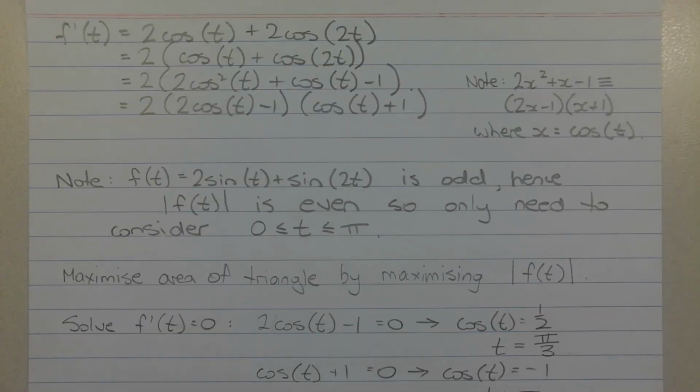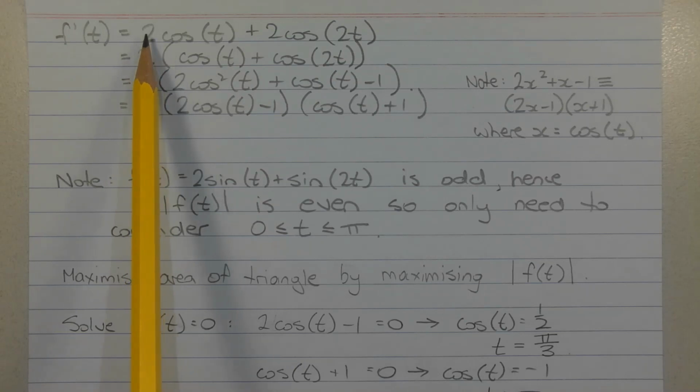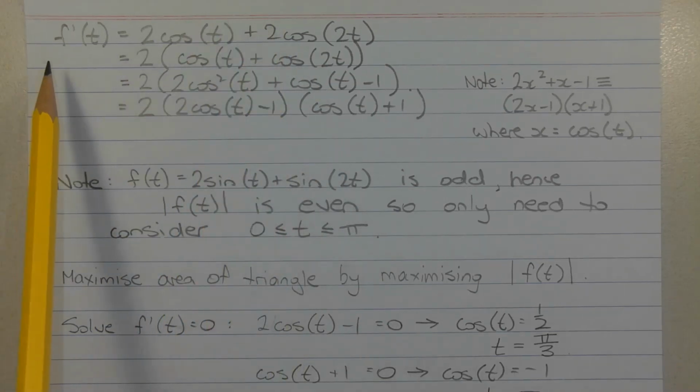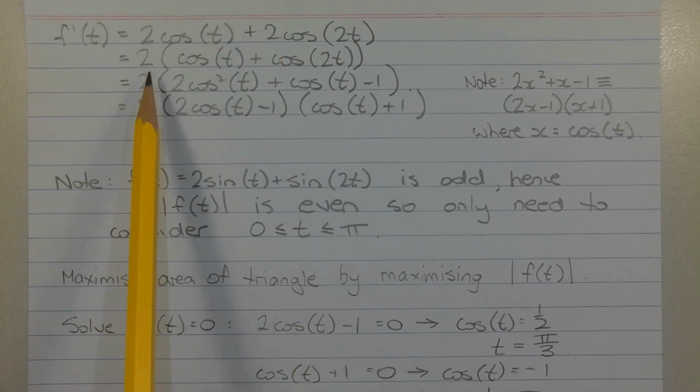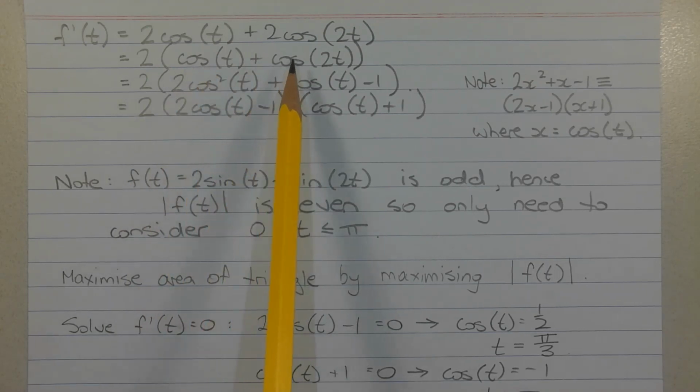Let's differentiate f of t with respect to t. In other words, we're going to find an expression for f dash of t. And that equals 2 cos t plus 2 cos 2t. Factorizing out 2 from here and here, we get f dash of t is equal to 2 outside of cos t plus cos 2t in brackets.